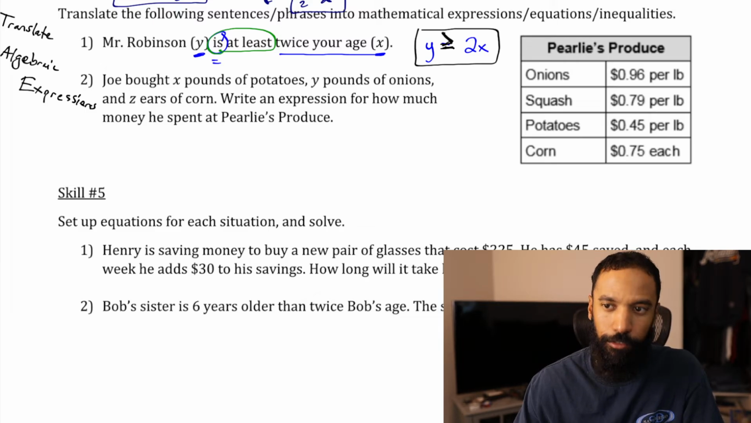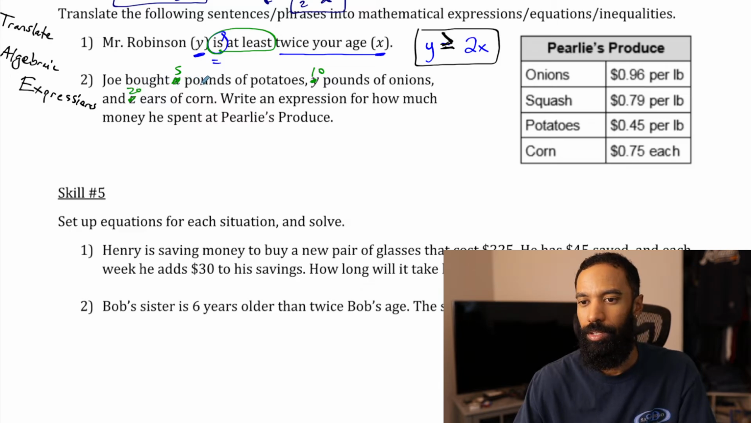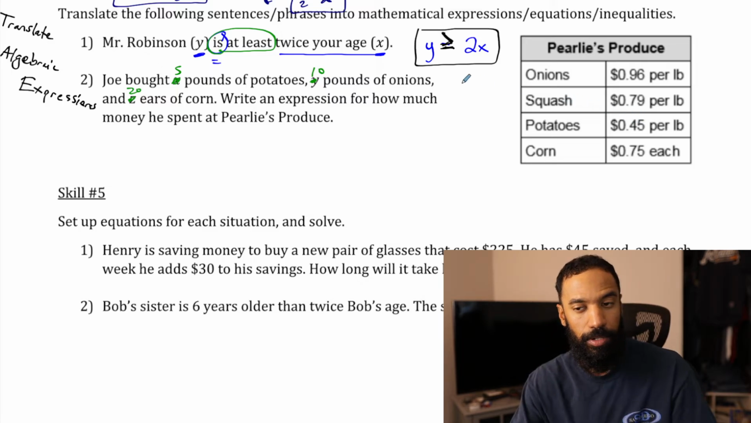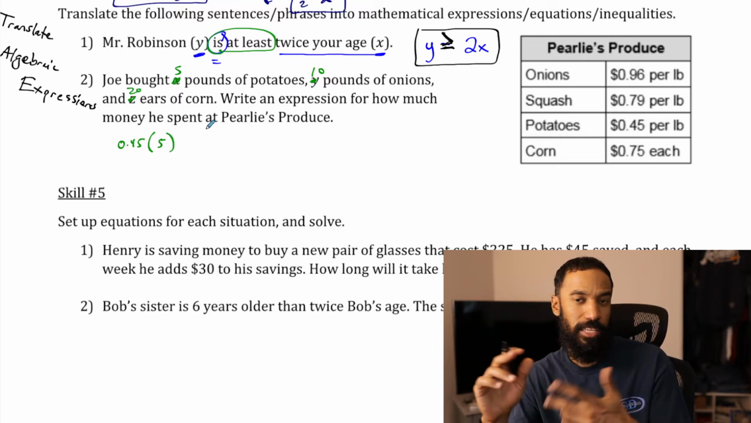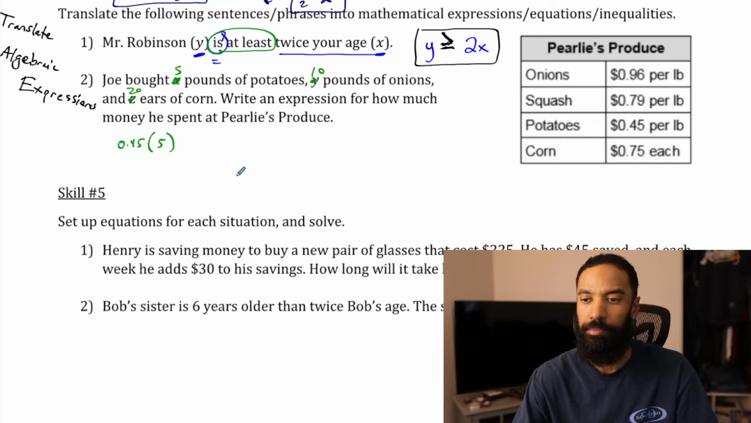Let's say for a moment Joe bought, and I'm not going to get the actual number for you, 5 pounds of potatoes, 10 pounds of onions, and 20 ears of corn. How much money did Joe spend? Potatoes cost 45 cents per pound. If you bought 5 pounds of potatoes, you take 45 cents per pound of potatoes and multiply by the 5 pounds. That gives you money. That's actually $2.25.